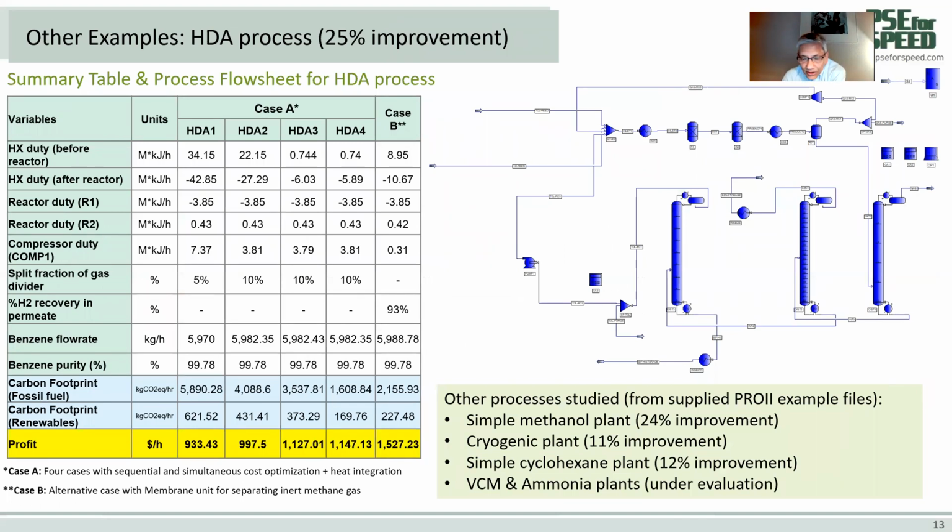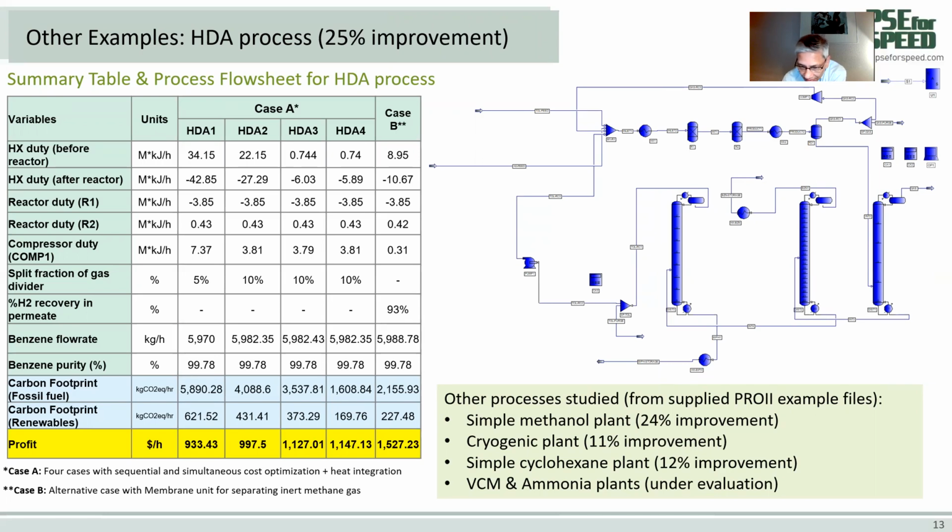We have also studied other processes like the well-known HDA process, hydrodealkylation of toluene to benzene. Compared to the published literature value, we have improved that process by about 25%. Also, we have taken simulation files from Pro/II example files, like a simple methanol plant. We improved efficiency by 24% through energy utility reduction and or increase of profit. Cryogenic plant, 11%. A cyclohexane plant, 12%.